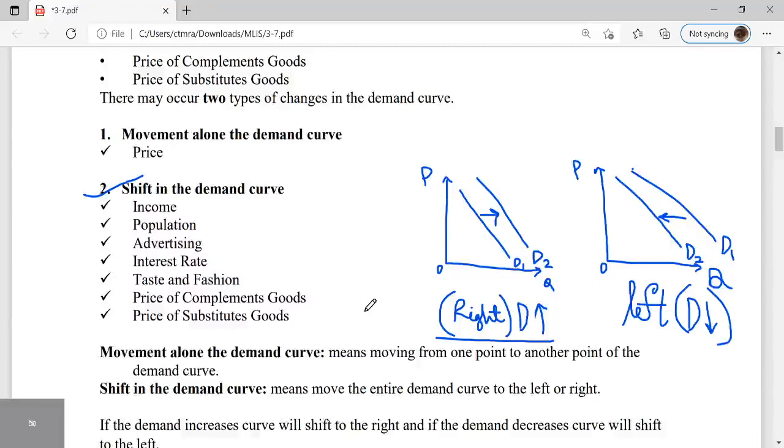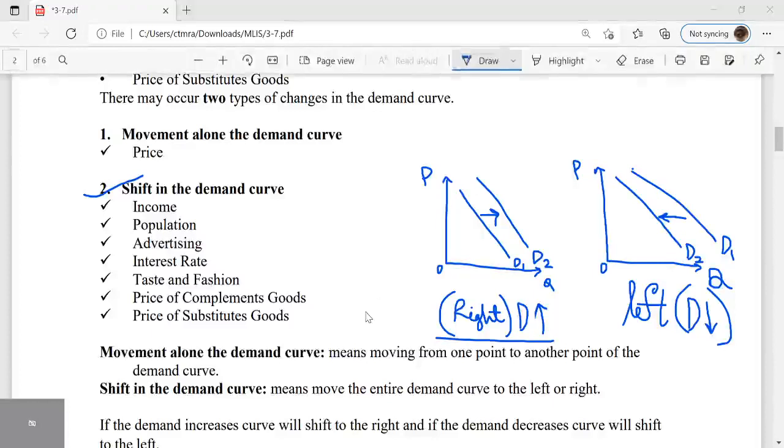Okay. Next, we have taste and fashion. Think about fashionable items. How much demand is there for fashionable or trendy items? It's high, right? So demand for a fashionable item is usually high. But think about out of fashion goods. Out of fashion goods have very low demand. The same goods, because of taste and fashion, the demand is changing.